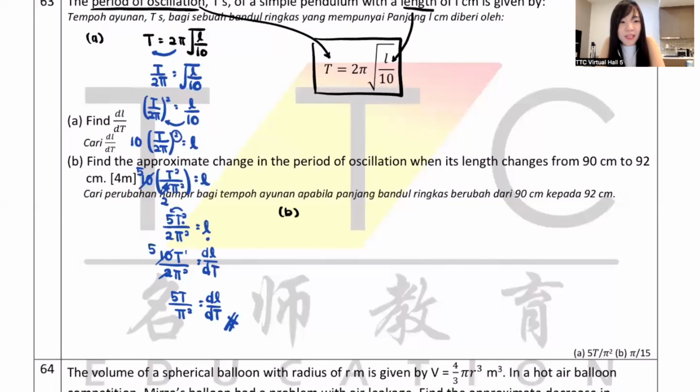B, they say what? B, they say, find the approximate change. Guys, I repeat, the keyword is approximate change. So approximate change always means delta. Can anyone tell me the B? They want to find delta what?